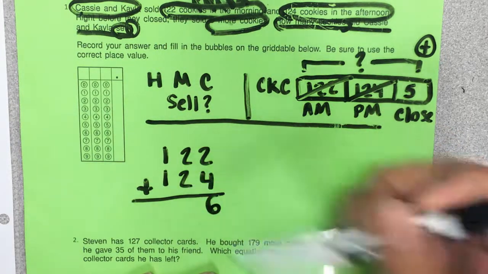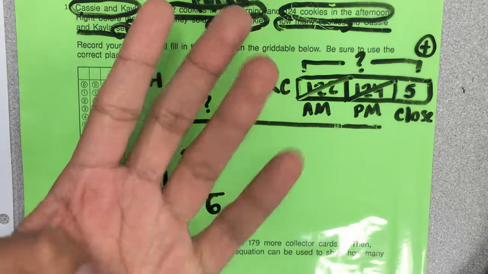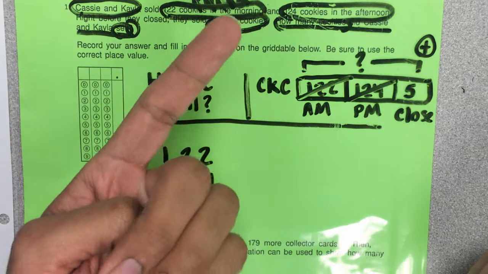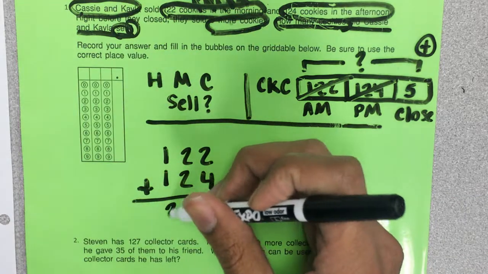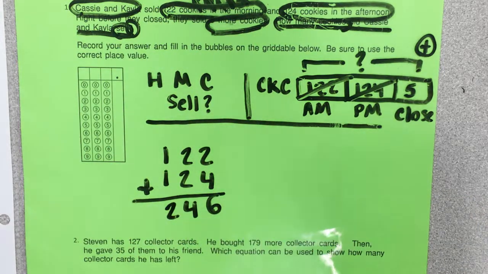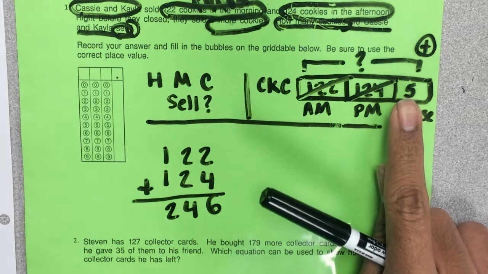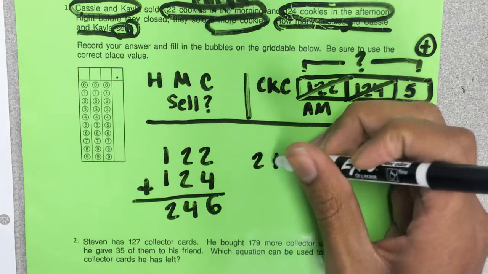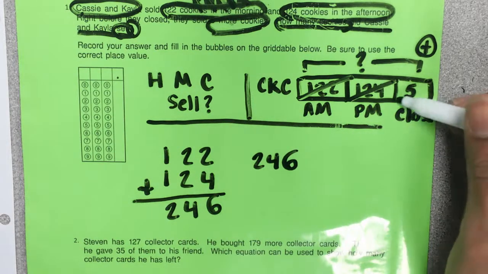Now 2 and 2 in the tens place. 2 and 2 more make 4. And in the hundreds place, 1 and 1 more make 2. So that's 246, but we're not done adding it. Remember, we still have one more number. So let's join the 246 together with the 5.